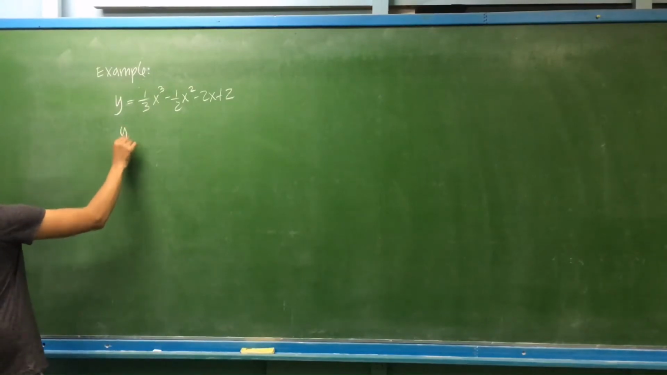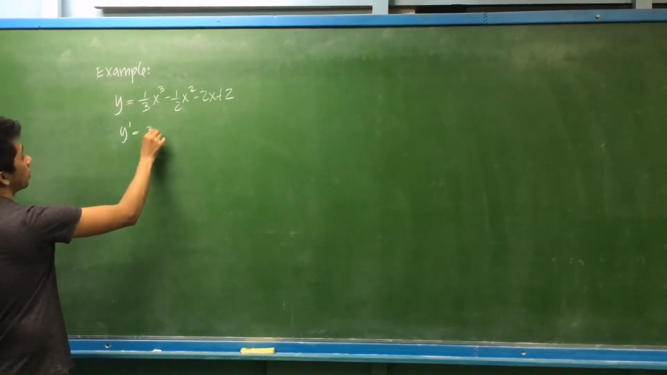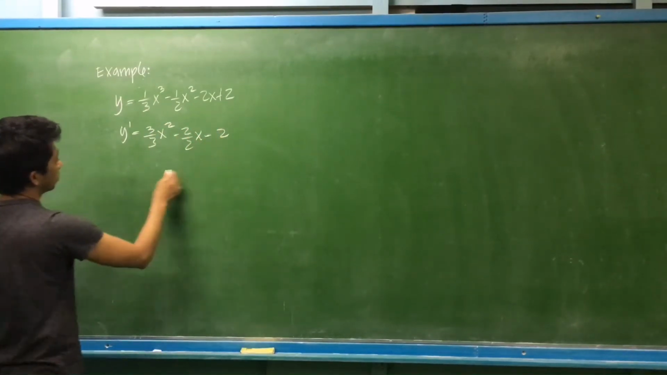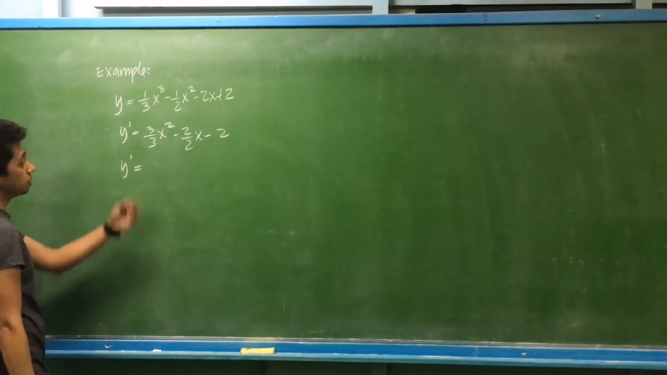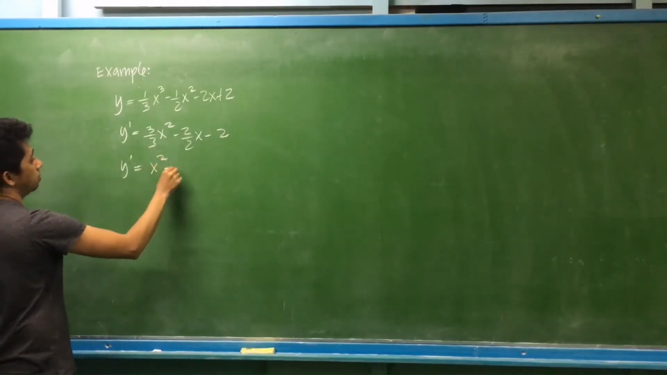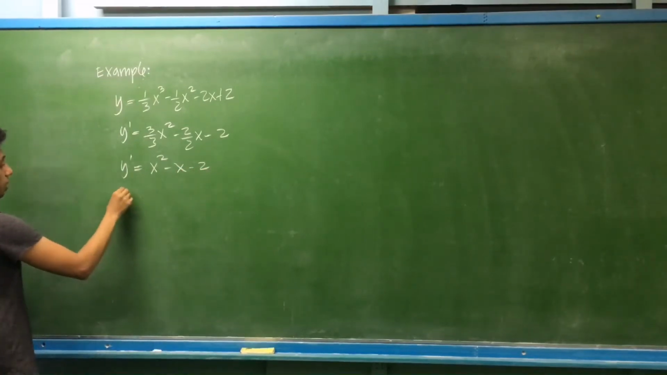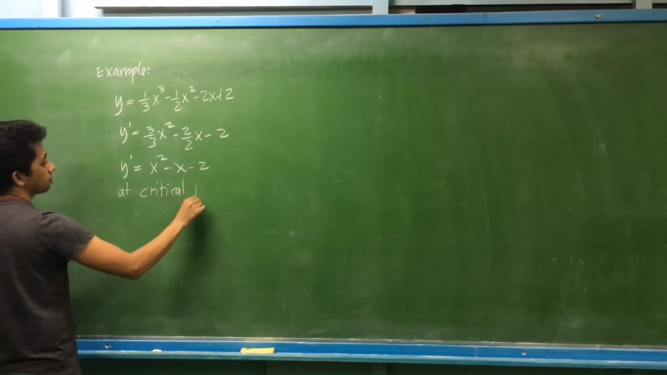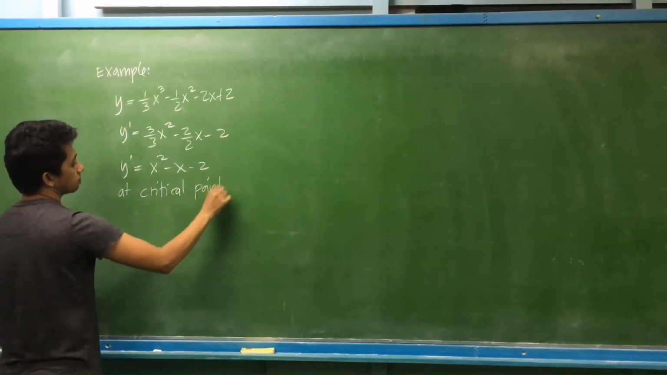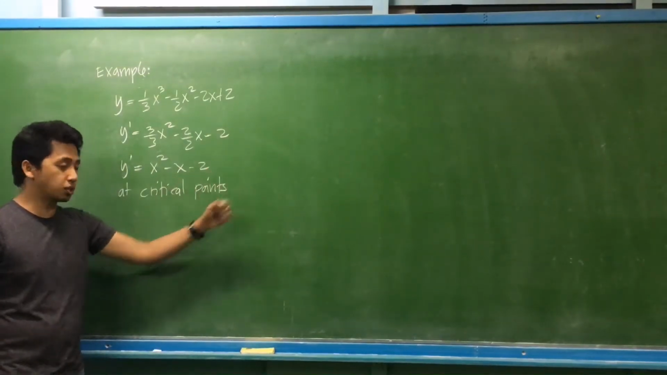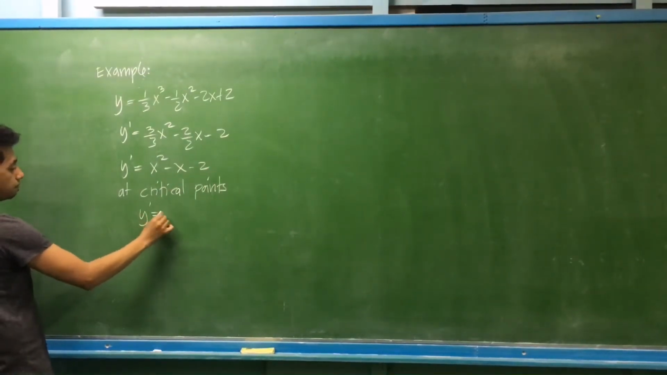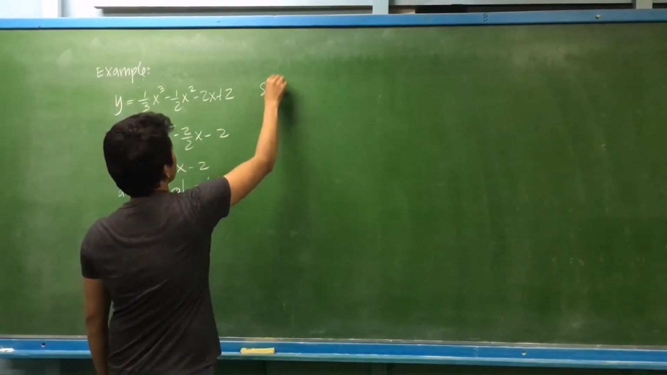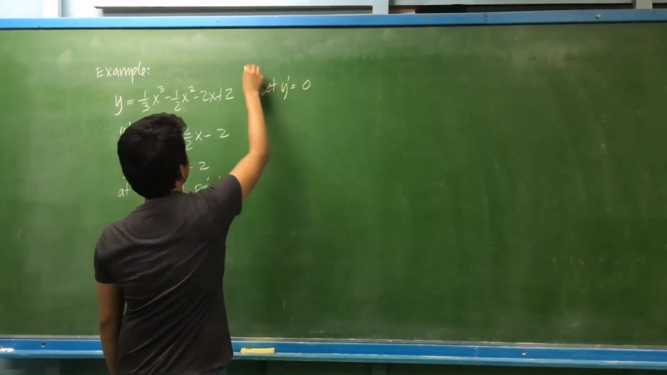So again, first derivative: y prime is equal to 3/3 of x squared minus 2/2 of x minus 2, which is the same as x squared minus x minus 2. At critical points, which are either maximum or minimum, the value of the slope is equal to 0, so y prime is equal to 0. So again, we set y prime equal to 0.